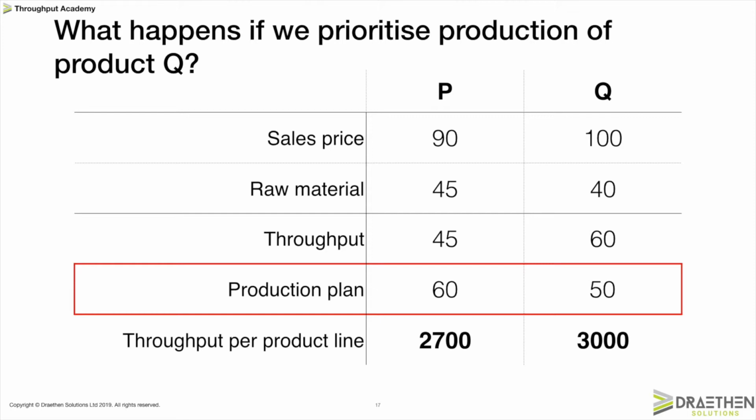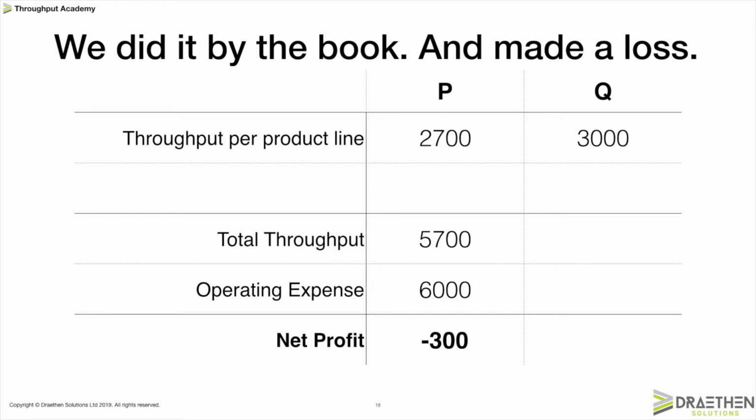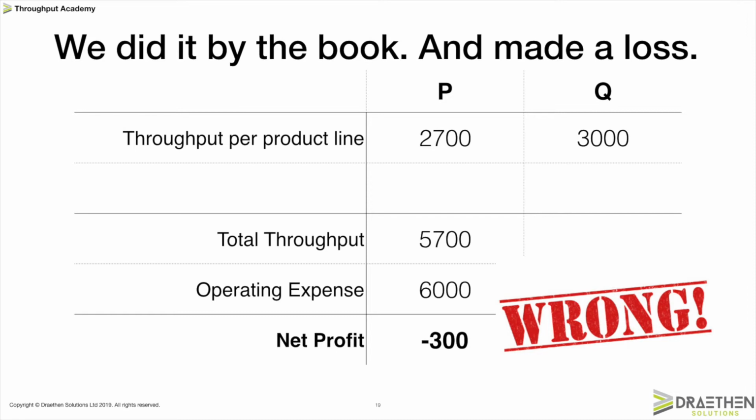If we multiply the throughput per unit by the volume produced, we can get the total throughput per product, and that comes to £2,700 for product P and another £3,000 from product Q. If you add those two amounts together, it comes to £5,700 in total throughput. We then have to subtract the £6,000 of operating costs from that amount. Remember the OE? And we end up with a rather disappointing net loss of £300 for the week. But you'll be relieved to hear that this is also completely wrong.